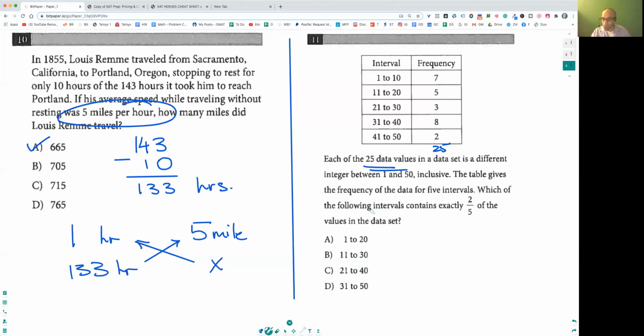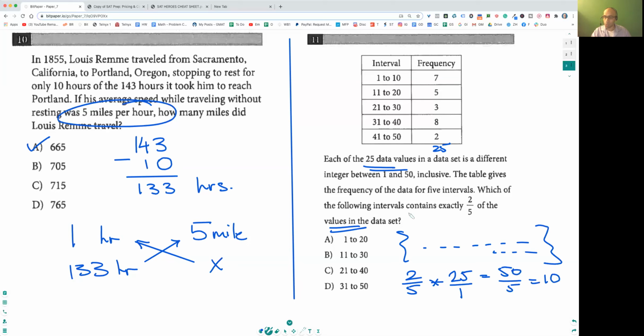They're asking you which of the following intervals contain 2/5 of the values, okay? There are 25 pieces here, and out of these, 2/5 of it. So what is 2/5 of 25? Remember, you can do it like this, 50 over 5, which is 10, right? So which of these values have 10?